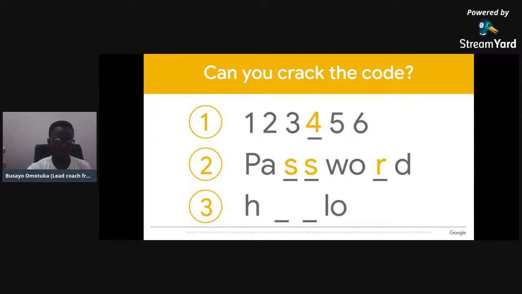We have double S and a W at the right hand side. Together it is password, simply password. So you can imagine someone using password as the password. It can easily be guessed by a hacker. The third one is hello. So these are all weak passwords, and we should discourage our students from using weak passwords.